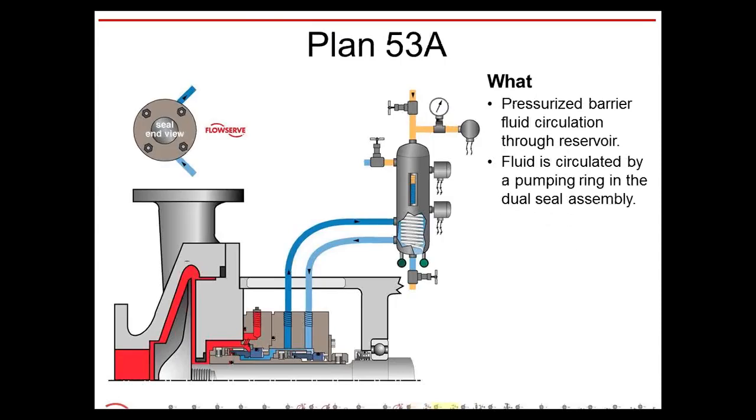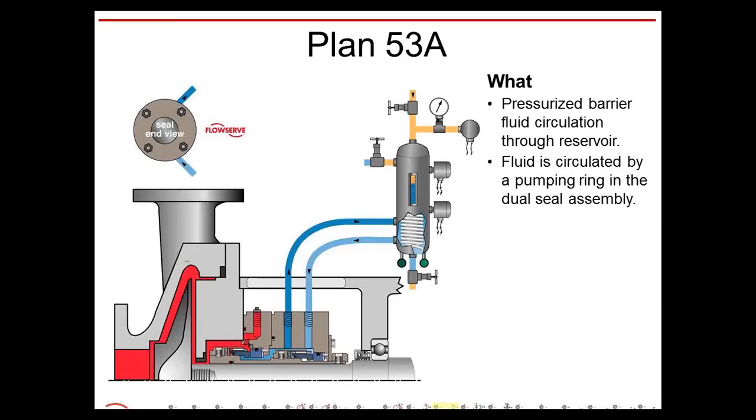Now, as opposed to the Plan 52, which is unpressurized, the Plan 53A, and there is a B and C. The A is the most common, and you now have a pressurized barrier system. Okay, it works just like the 52. You have the same seal pot, same options that you would have on it. You are circulating from the seal back to the seal pot, but now both the mechanical seals, the inboard seal and the outboard seal, that would be the primary and the secondary, are now running on the barrier fluid.